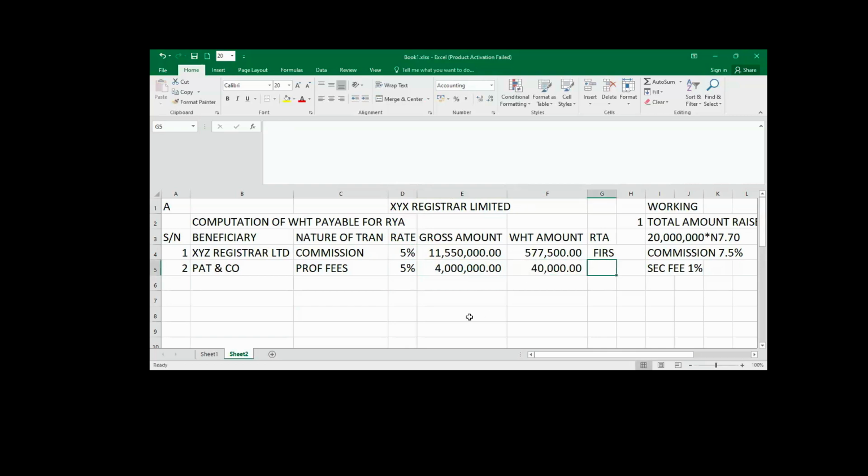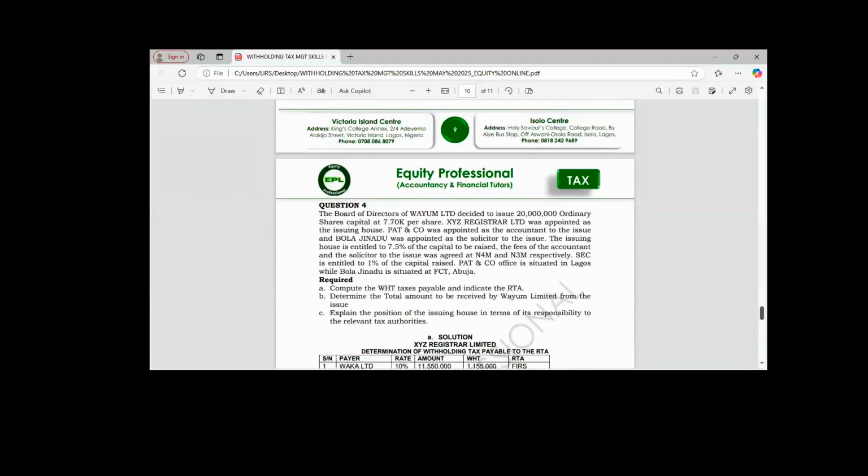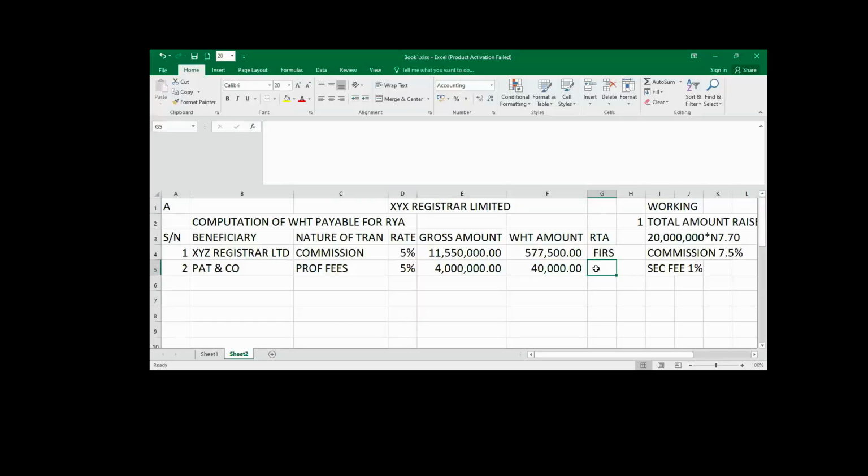So what will be the relevant tax authority? If you look at the question, it stated that Pat and Co's office is situated in Lagos. So since the office is situated in Lagos, which tax authority will be the relevant tax authority? LIRS.